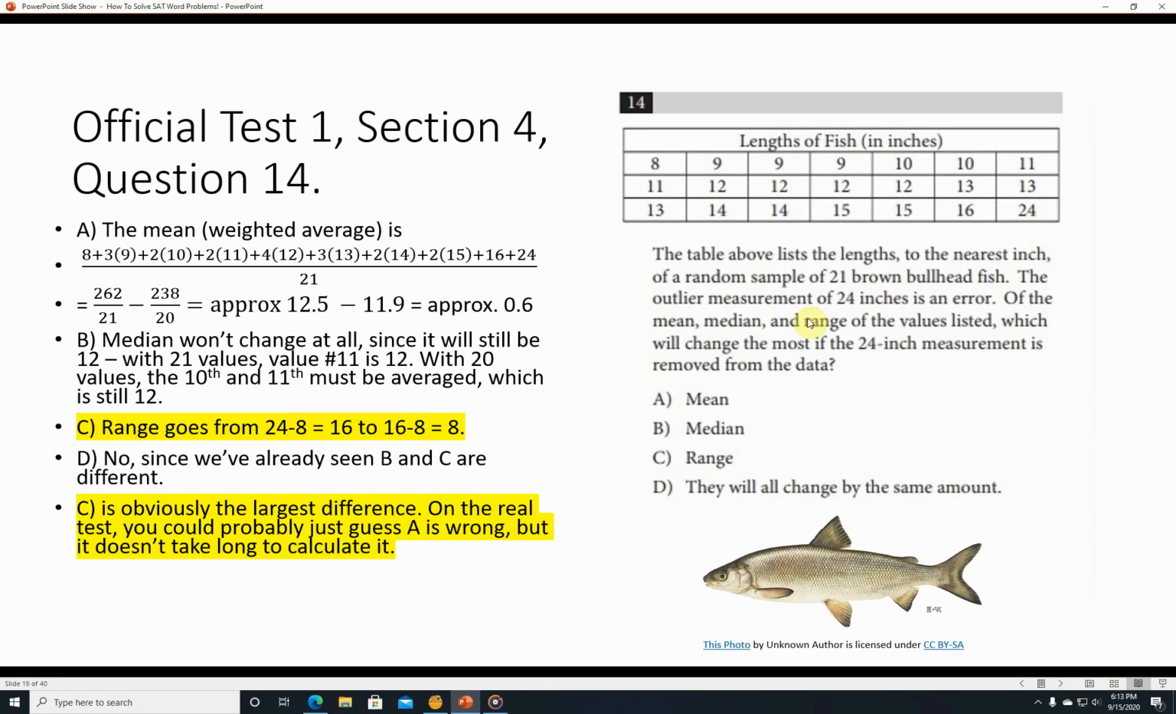So, of the mean, median, and range of the values listed, which will change the most if the 24-inch measurement is removed from the data? The mean, median, range, or they will all change by the same amount.